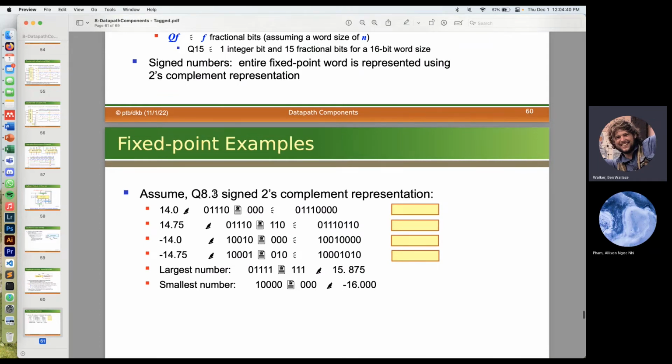So if it's 8.3, that means we have 3 to the right of the decimal point, and we have 5 to the left of the decimal point. So we just align up the decimal points, and we add leading and trailing zeros as necessary.